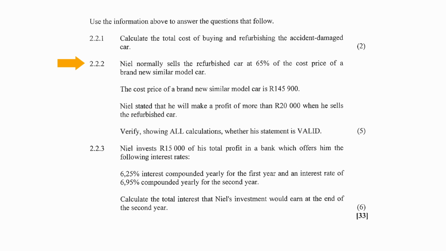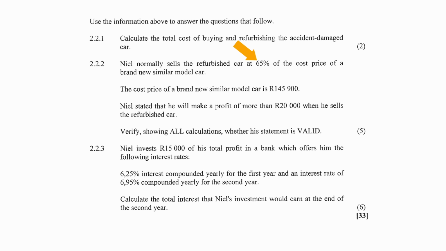In question 222, it is stated that Neil normally sells the refurbished car for 65% of the cost price of a brand new similar model car. The cost price of a brand new similar model car is 145,900 Rand. Neil stated that he will make a profit of more than 20,000 Rand when he sells the refurbished car. You are instructed to verify showing all calculations whether his statement is valid.